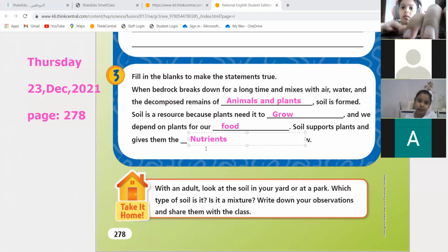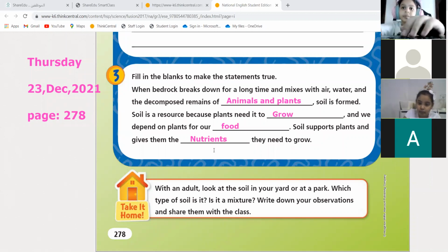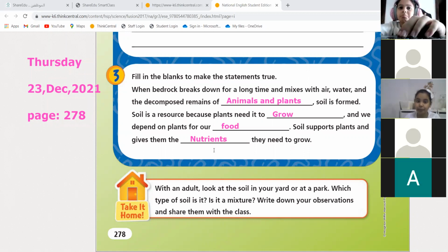Nutrients. From where does soil get the nutrients they need to grow? From which substance? What do we call the substance? We call it... no one knows? From where does soil get the nutrients? From humus. Excellent, from humus. Alhamdulillah, someone is up. From humus, very good.